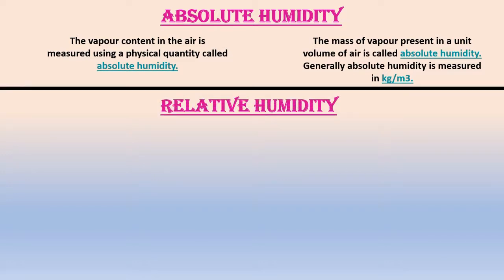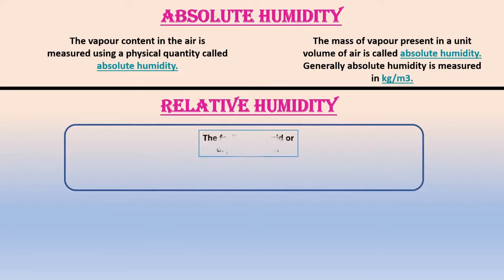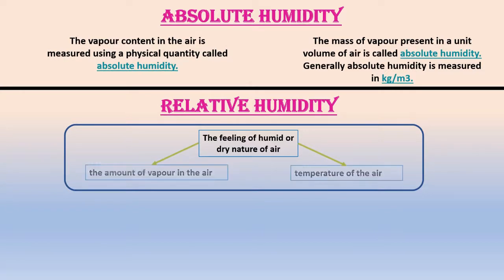What is relative humidity? The feeling of humid or dry nature of air, that is, the amount of moisture present in the air, depends on two factors. And what are they? The amount of vapor in the air and the temperature of the air. We know that at a particular temperature, a particular amount of water vapor can be present, right? So this feeling of humid or dry nature of air depends on the amount of water vapor and the temperature of the air.